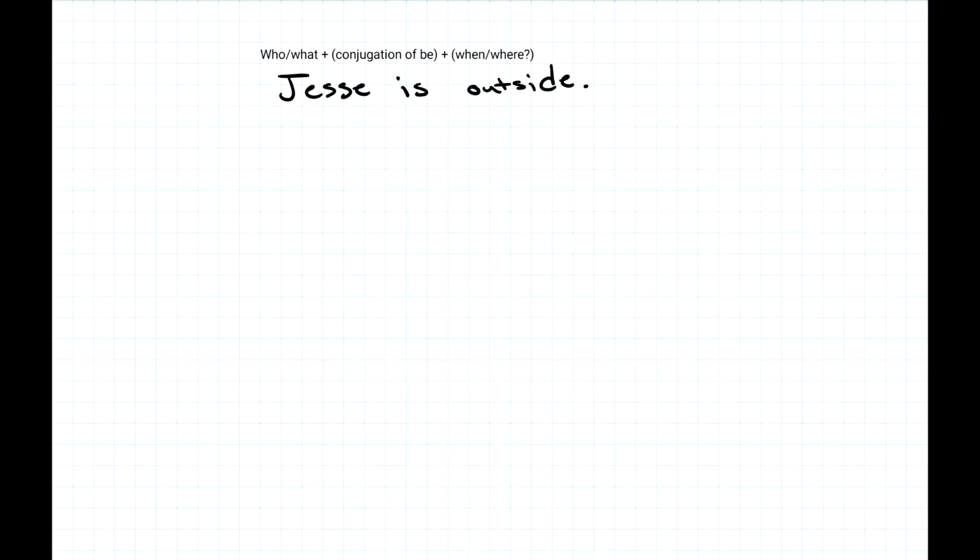To reiterate, each sentence will follow the same pattern, which is what makes it a type 2 sentence. We'll begin with a noun phrase that acts as the subject, answering the questions who or what. We'll follow that up with a linking verb, be, in some form or another, and then we'll finish with an adverb phrase answering the questions when or where.